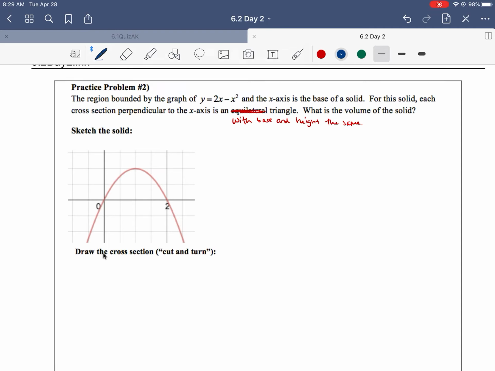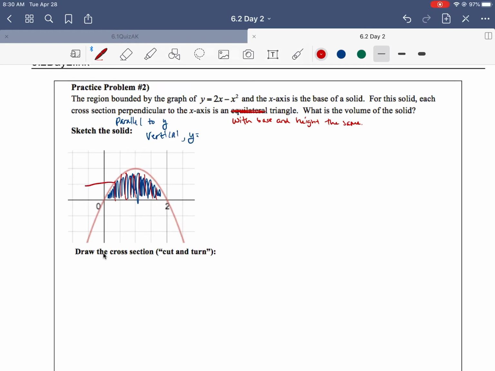So the region bounded by the graph of 2x minus x squared, and the x-axis is the base of a solid. So it's in here. This is the base, this is the two-dimensional surface. For this solid, each cross-section perpendicular to x or parallel to y, which would be vertical, which would then be y equals numbers, right? Anything running vertically on a graph is a height or a y value. And we have triangles where the base and the height are the same.